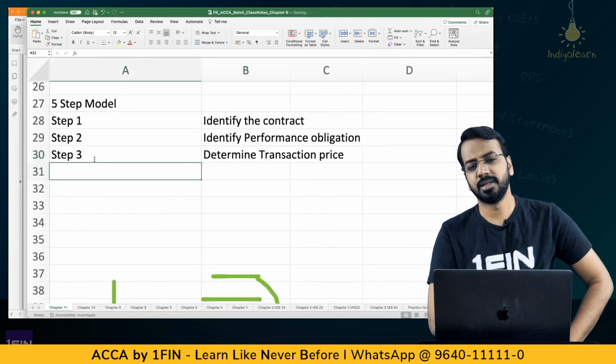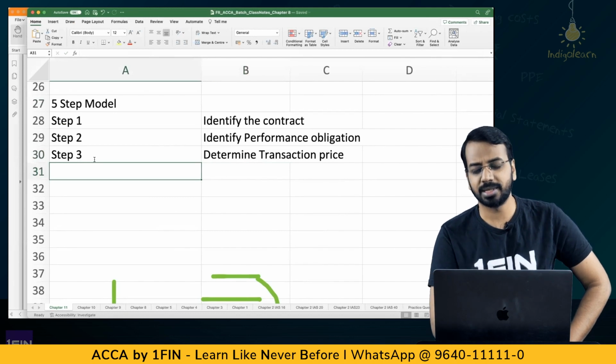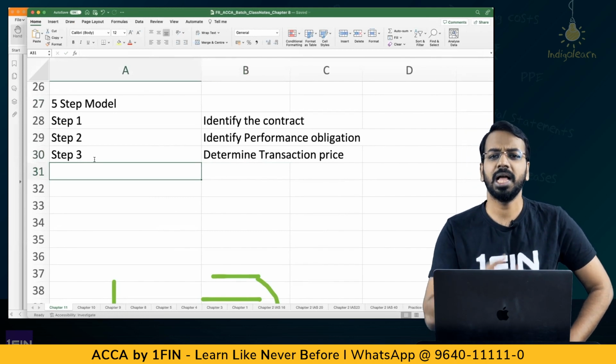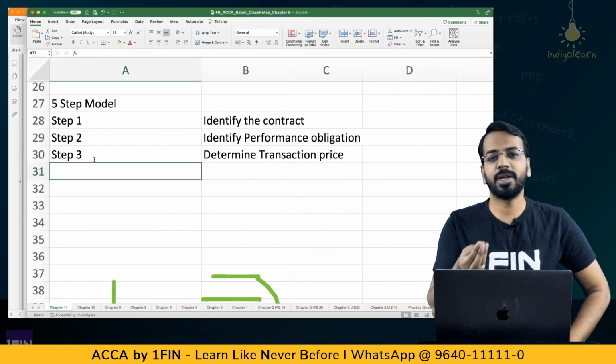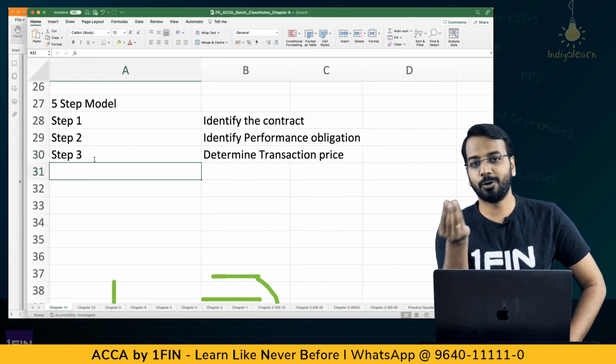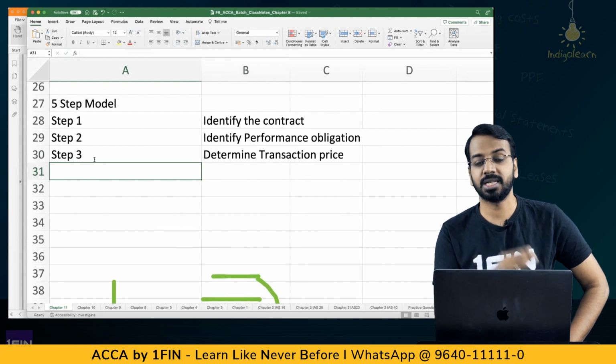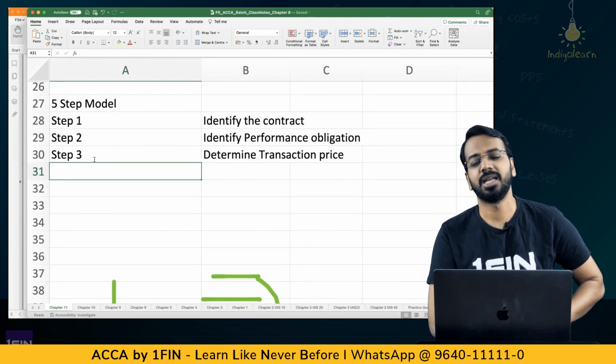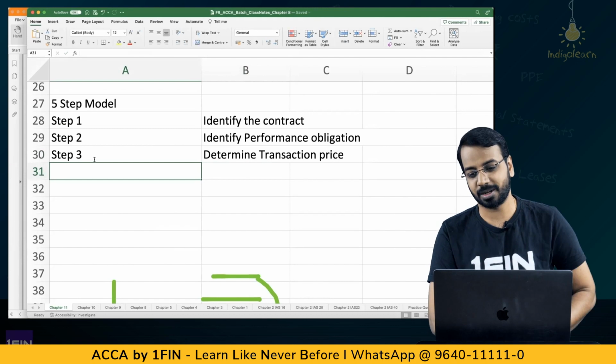Now you might be thinking, sir, what is the big deal in identifying the transaction price? Transaction price is nothing but the amount that the customer will pay to the supplier, correct? As simple as that, right? I go to a shop, a product is worth 1,000 rupees. I pay 1,000 rupees. That is the transaction price. That is in most normal circumstances.